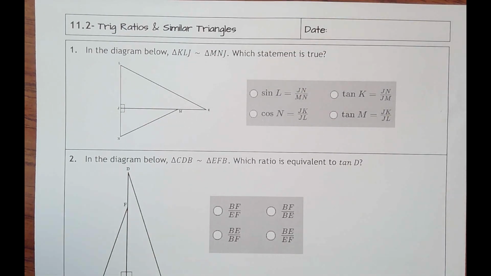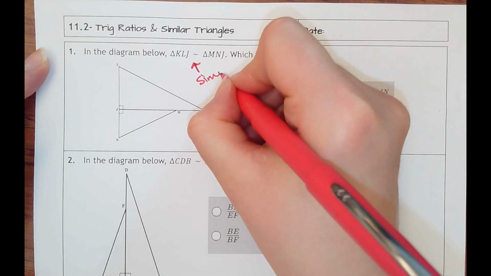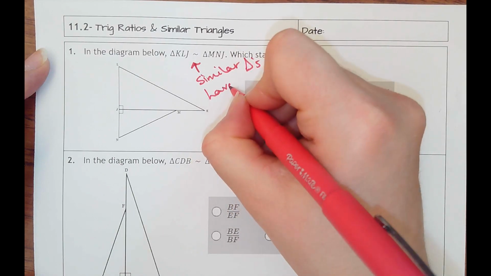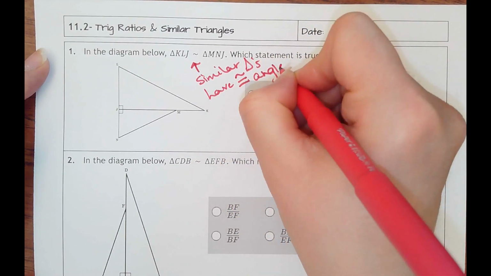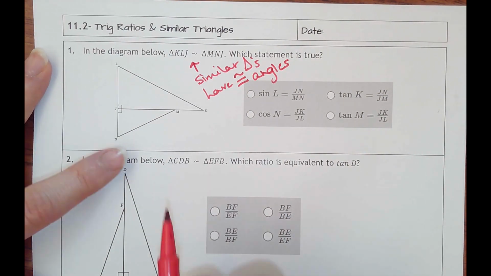Remember, similar triangles are going to have the same angles. So similar triangles have congruent angles. They're not congruent, but their sides are proportional. Their angles are always the same when they correspond.